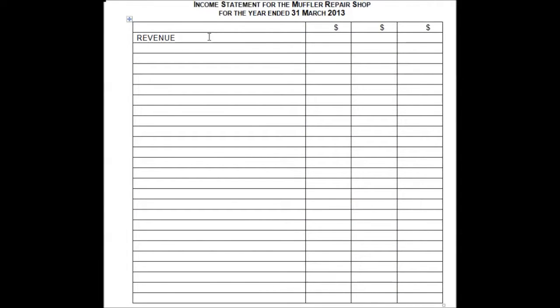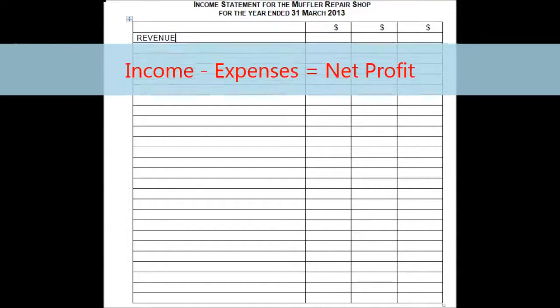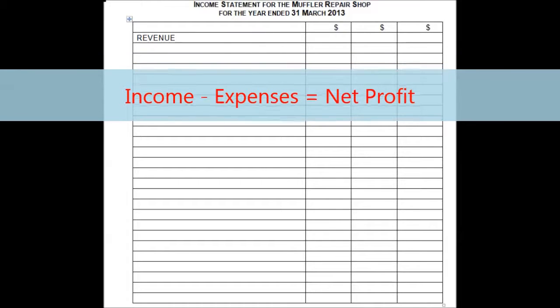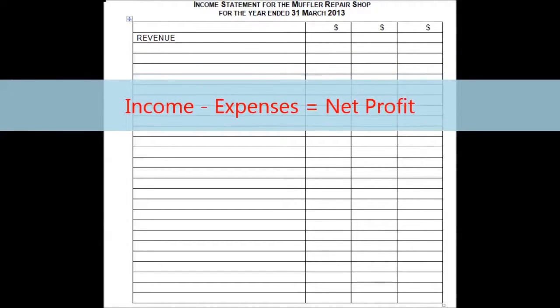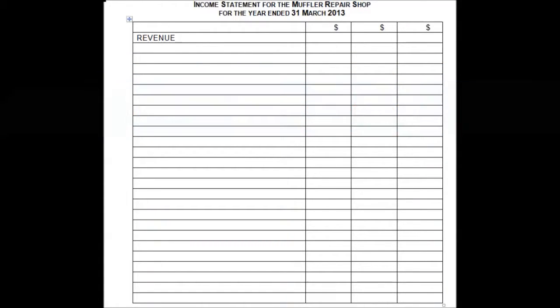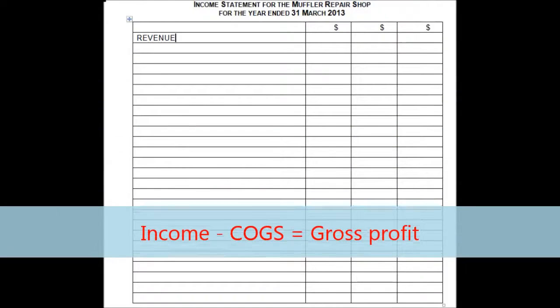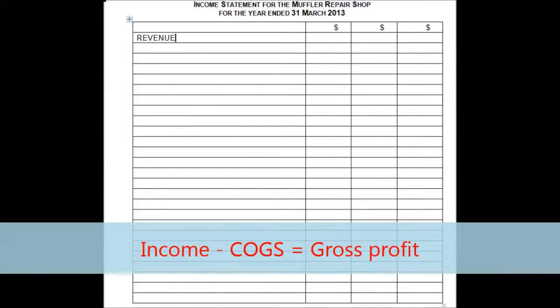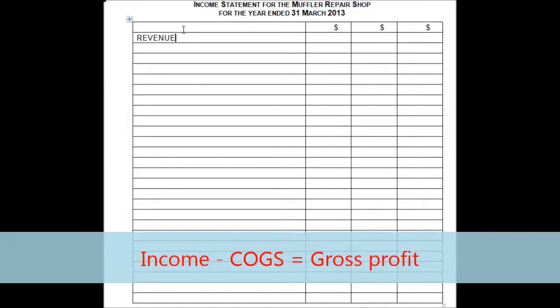I've already started here where I put revenue, but if you remember, the purpose of an income statement is to calculate our net profit. We do that by going income minus expenses equals our net profit. So what I want to do is split this up into 4 sections. The first section we're going to do is income minus cost of goods sold, which equals gross profit.